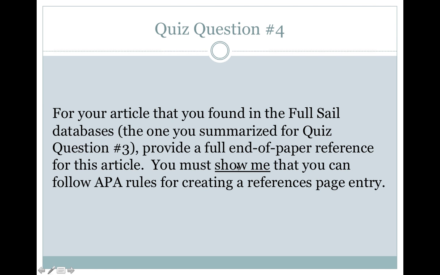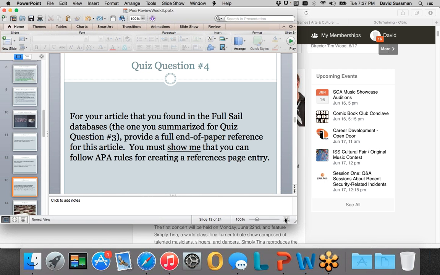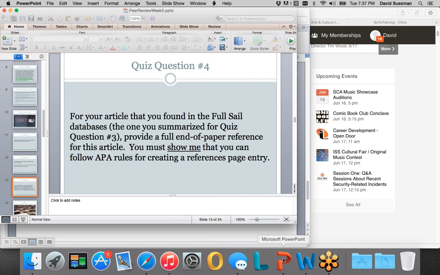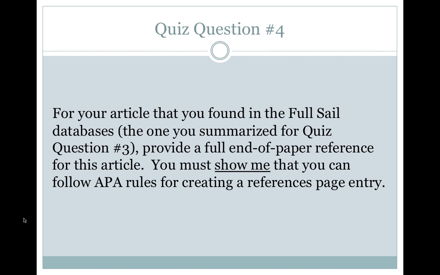For quiz question number 4, I want you to give me an end of the paper reference for the article. Show me that you can follow APA rules for creating a references page. Let me be very clear about that. I will get back to the question, so don't panic if I get away from it for a second. I'm asking you to create something like this. I want you to create this sort of entry for whatever article you found. That's all. Some people get confused and they end up copying and pasting the entire references page from the article they found. No, I don't want that. Or they start trying to create in-text citations. No, just create a reference page entry for that article.